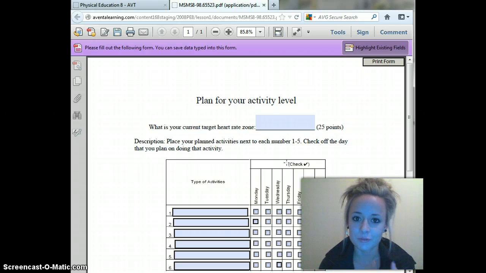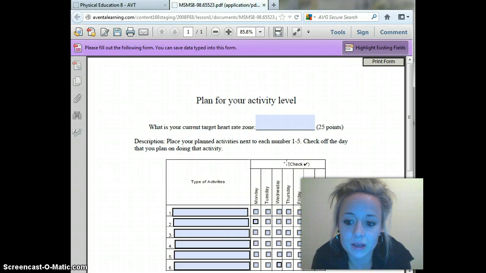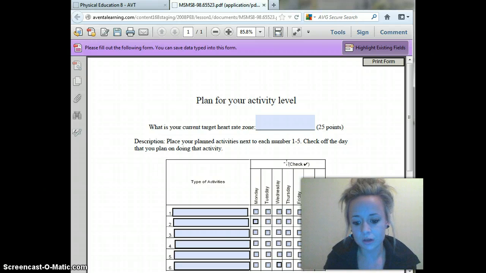Okay, so now that we've located our pulse, we're going to take it for 30 seconds and multiply it by 2. If you take it for 10 seconds, you can multiply it by 6 to find your heart rate in 1 minute. The longer you take your pulse, the more accurate it's going to be. Okay, so you could take it for a full minute if you'd like to.